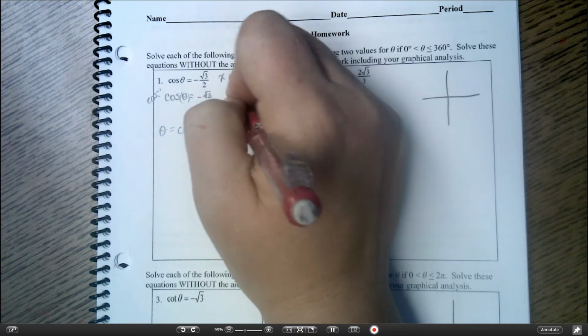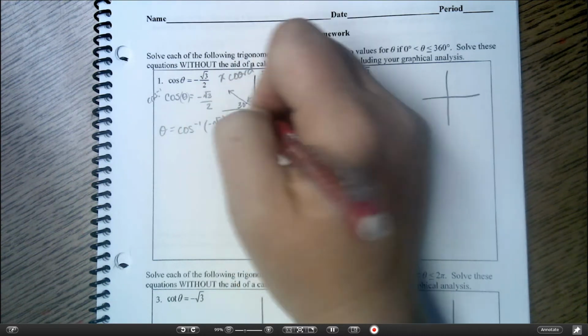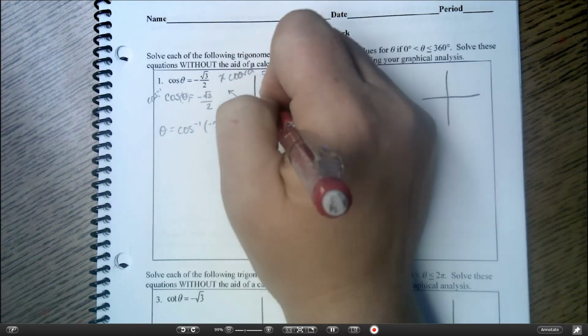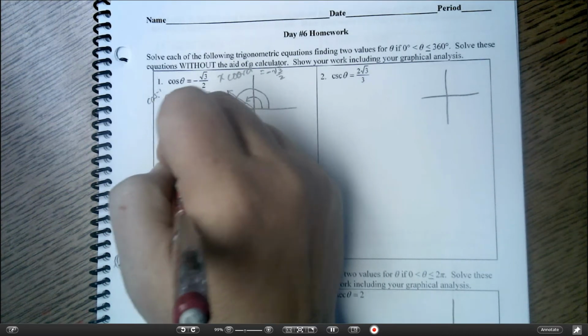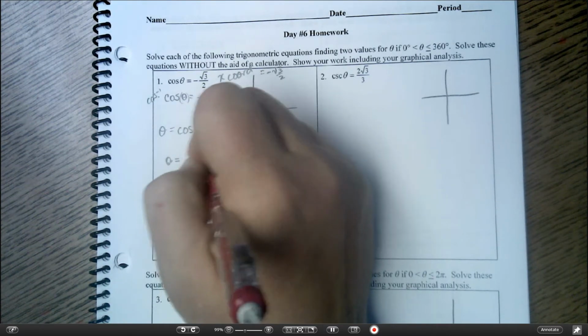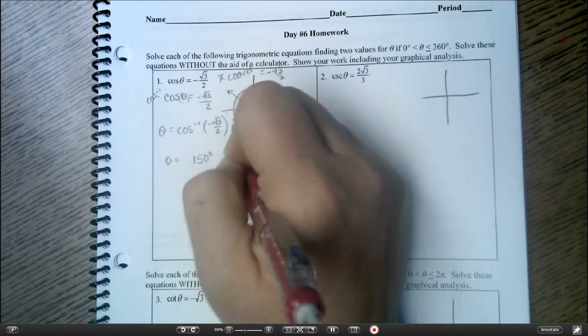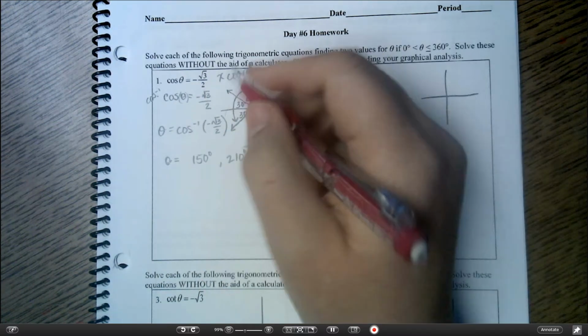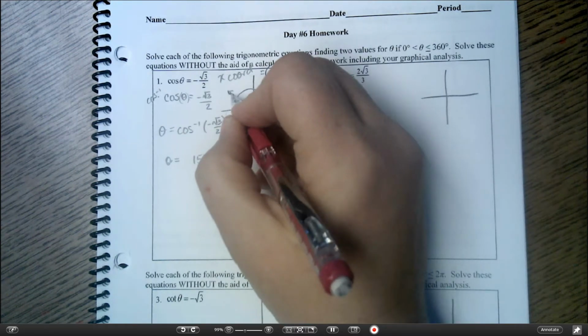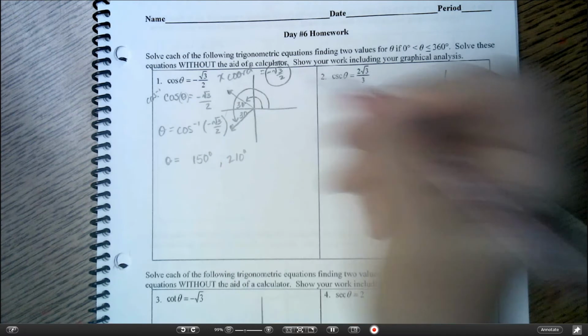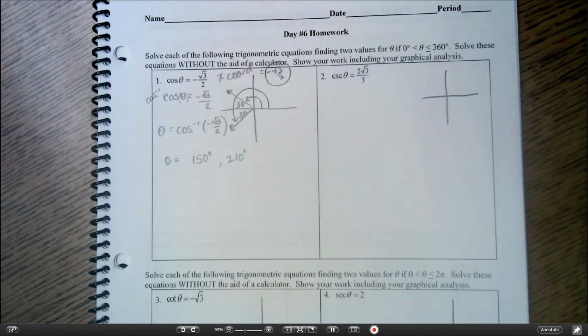So find it on your unit circle. And it has a reference angle of 30 degrees, both of them. So with that being said, we can know that theta is 150 degrees and also 210, just because you know that this x coordinate is right here, and then we can finish drawing our angles.